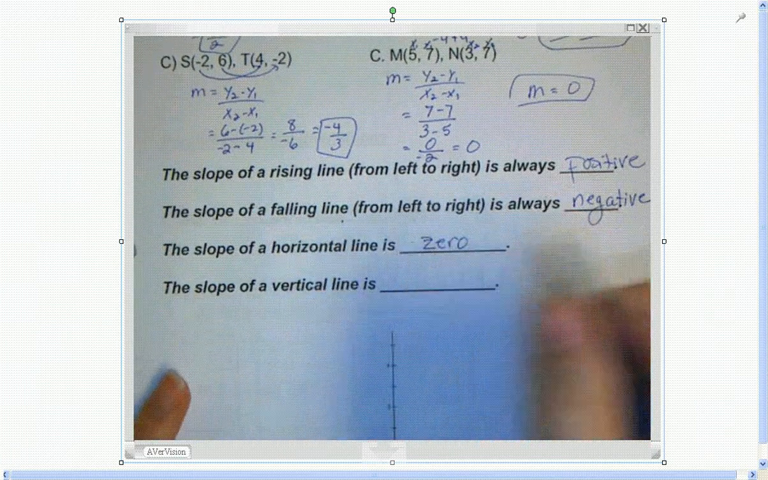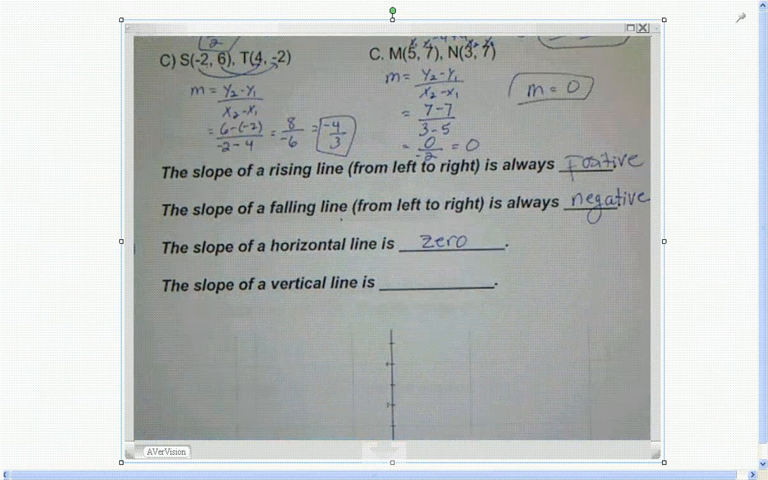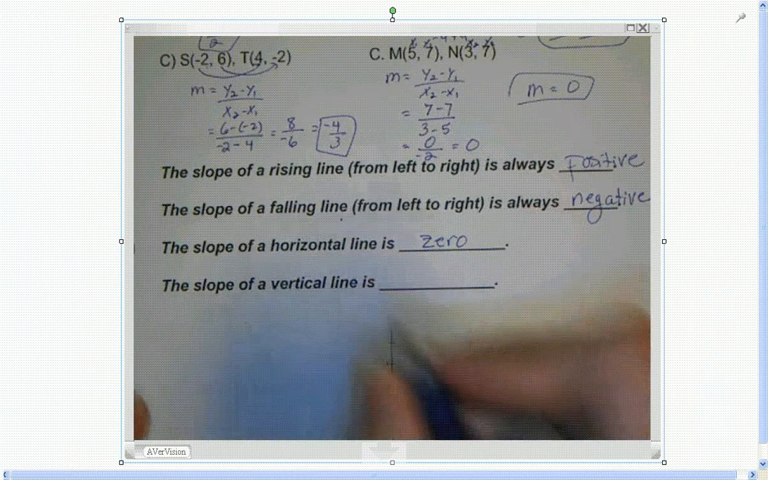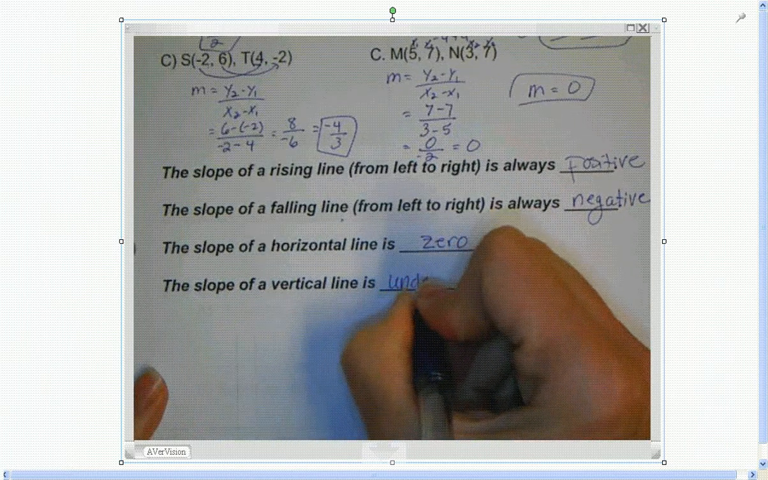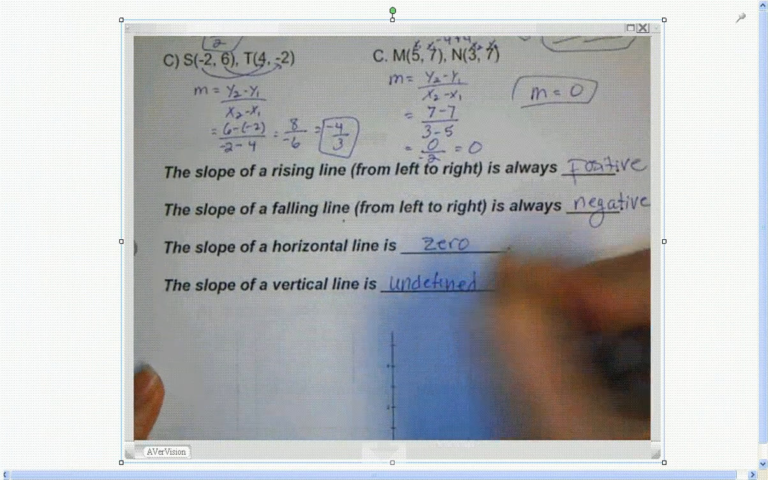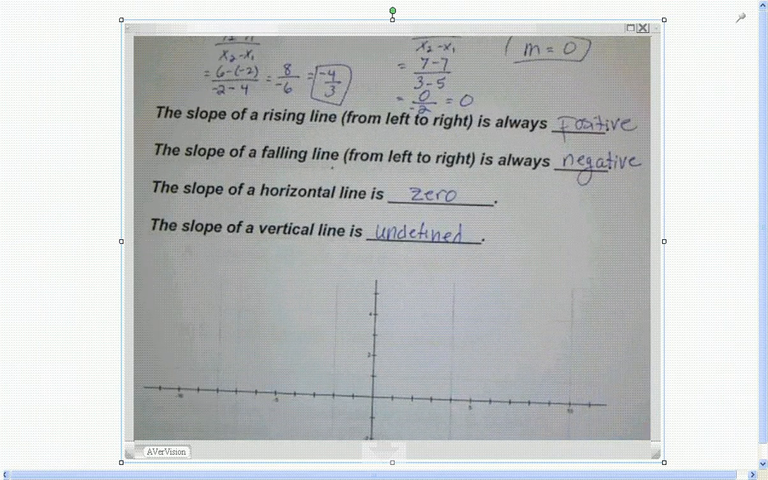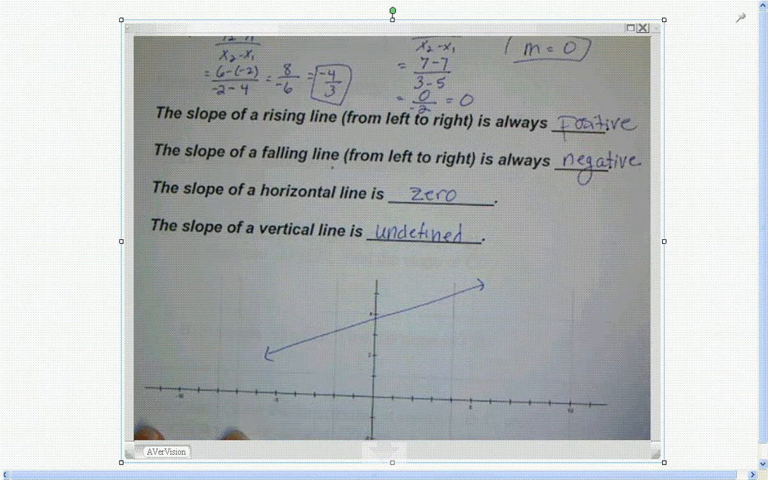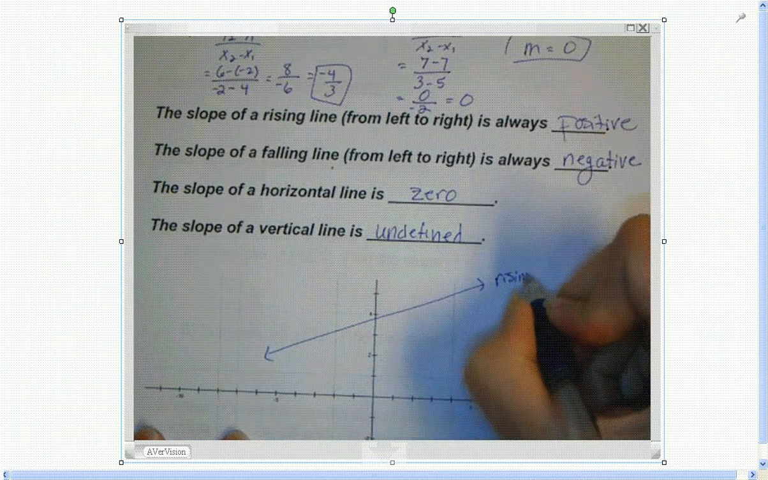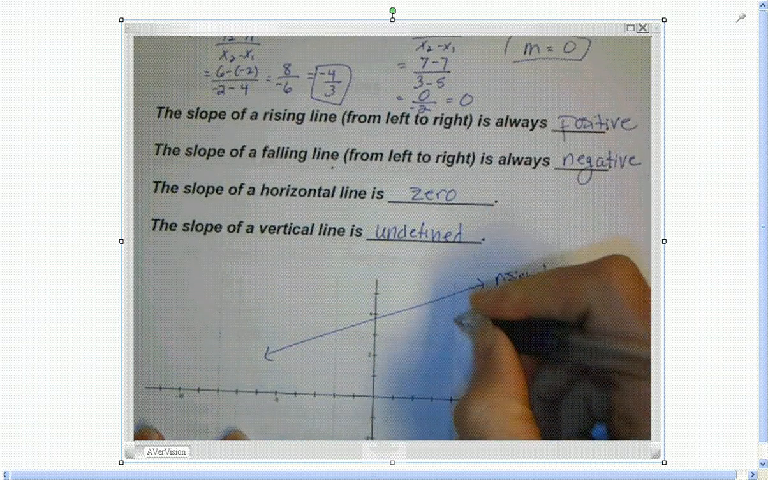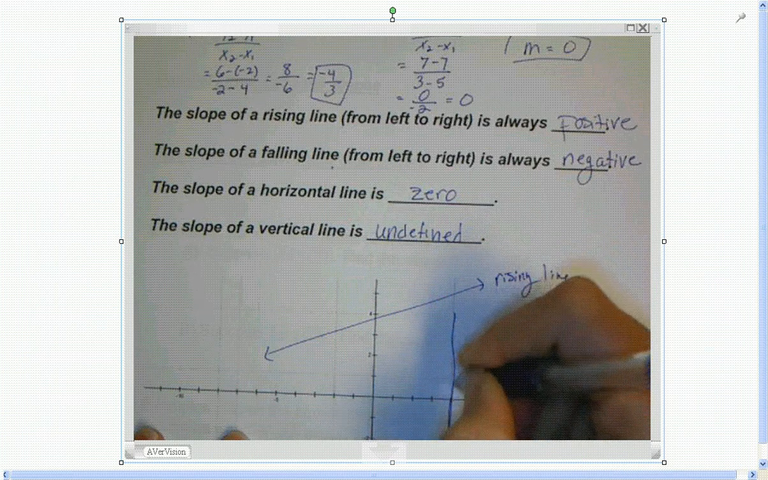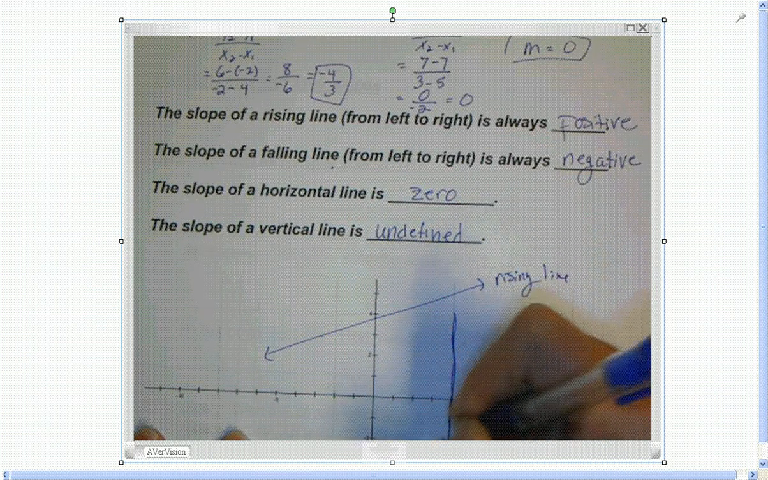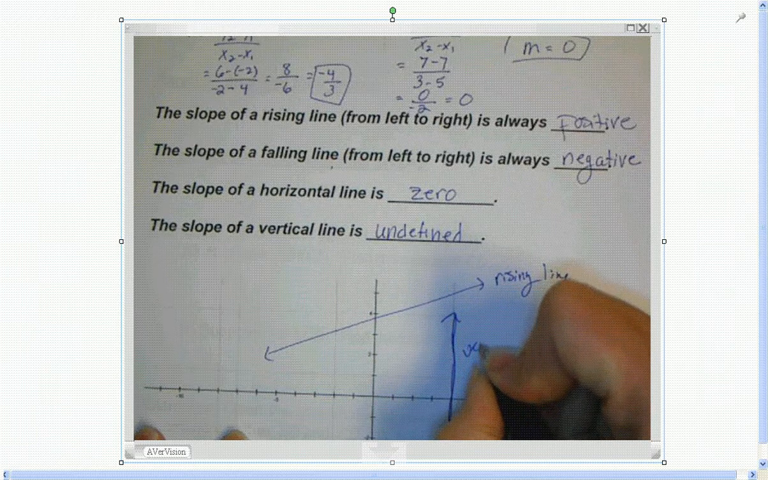A vertical line is going straight up and down. So think about it as like it's undefinable if you jumped off a cliff that was straight up and down. So you don't want to do it. So it's undefined. So let's just do a quick graphing of these just to get some ideas. So think of a positive one. That's a rising line here. We could do vertical. If I could draw a straight line today, I think I'm going to need to get my rulers out. So it's a vertical line.